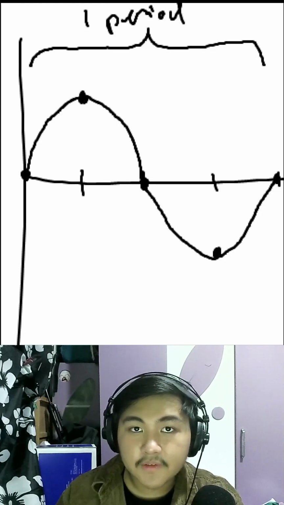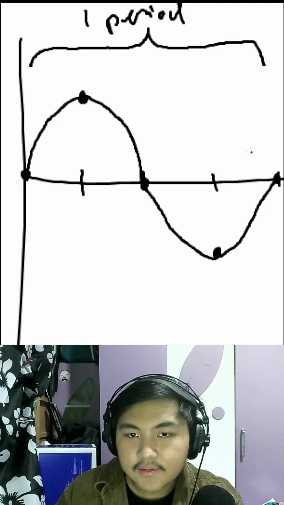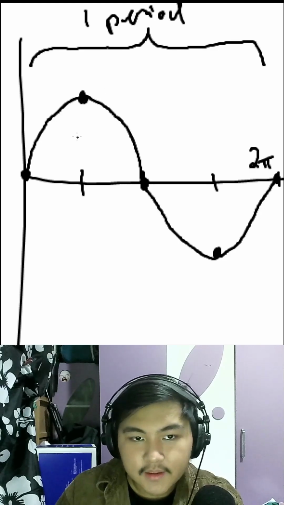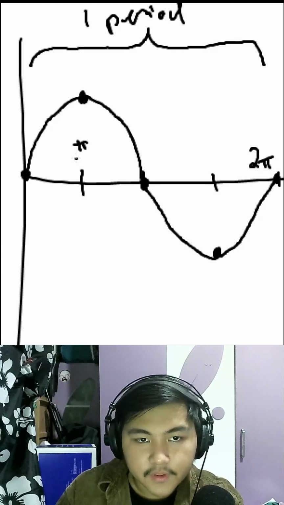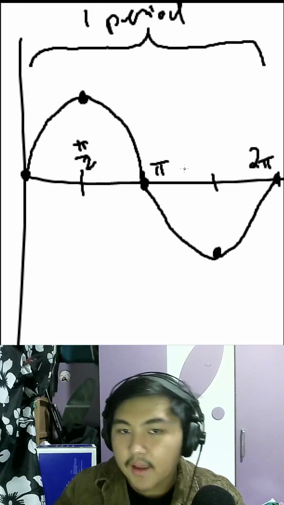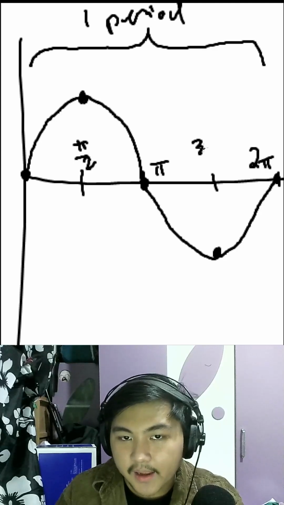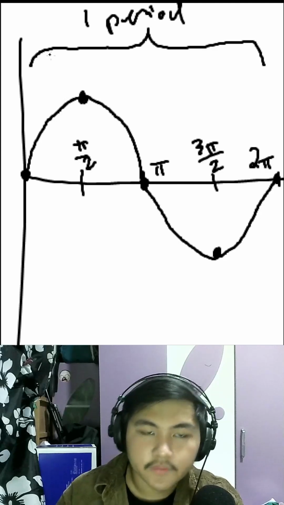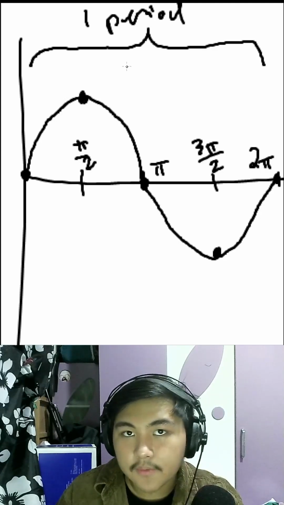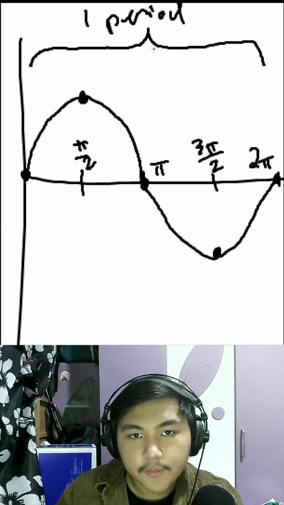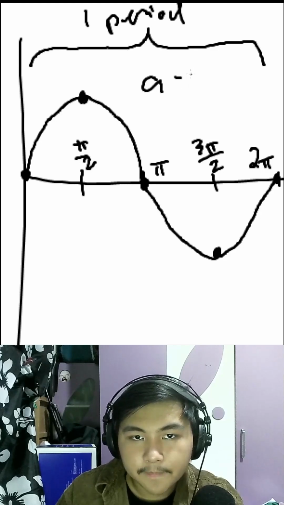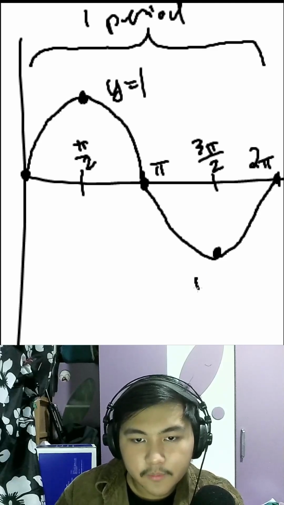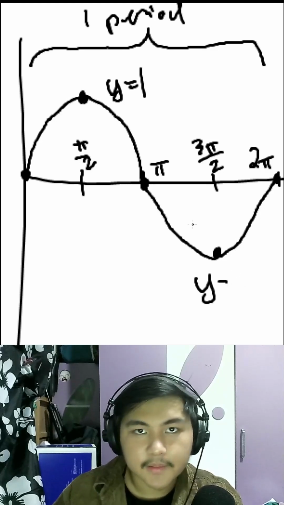And assuming that the frequency is just 1, then this is always 2 pi. And if that is 2 pi, then this is always pi over 2. This is pi. And that is 3 pi over 2. So those are the basic intervals for maximums, minimums, all of that. And it has a direct correlation with your maximum and minimums. So if you remember, if your amplitude is equal to 1, then your maximum here would be y equals 1. Your minimum here would be y equals negative 1. It's as simple as that.